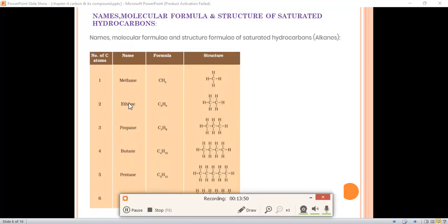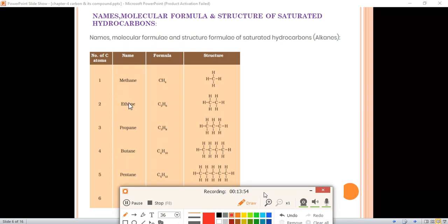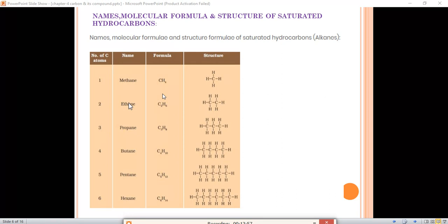Now we'll see the names, molecular formulas and structures of saturated hydrocarbons. In this table we can see some of the saturated hydrocarbons whose formulas and structures are given. So our first carbon compound is methane with carbon number 1. What is the formula of methane? CH4. And what is the structure of methane? With 4 hydrogen bonds. Methane with carbon number 1 and 4 hydrogen atoms. This is the first member of the alkane series.